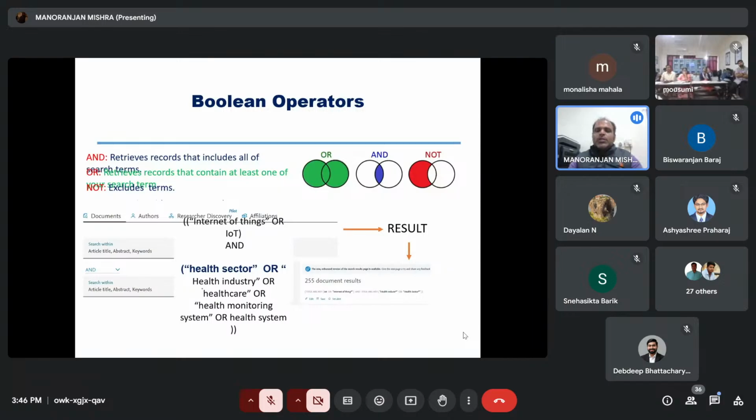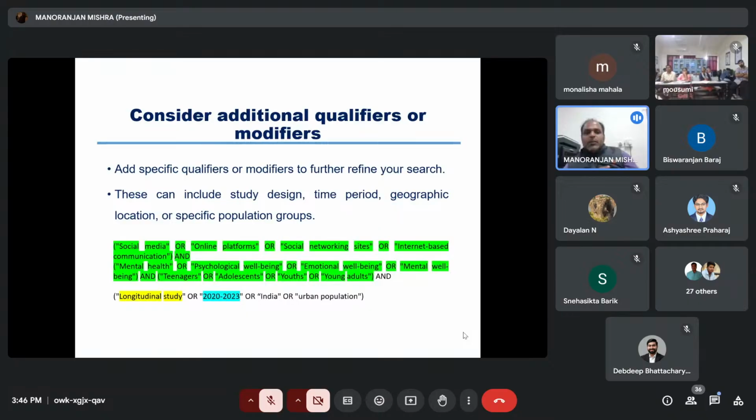Then consider additional qualifiers or modifiers. Add specific qualifiers or modifiers to further refine your search. What I am trying to say is, if I go for additional words like longitudinal studies, or 2023, or India, or urban population, I can narrow down. If you get more than a lakh of records, you cannot handle them manually. It's very difficult to do that. For narrowing down, you have to use additional qualifiers or modifiers, so that it comes below 1000, and then I can do the filtering kind of processes.